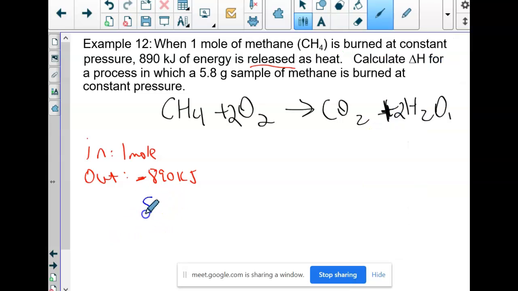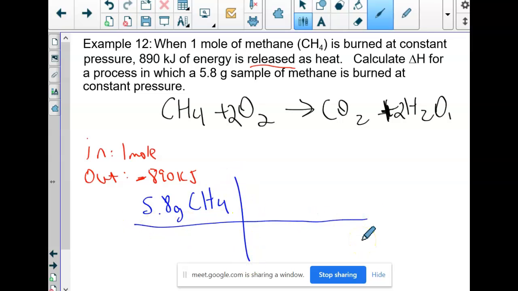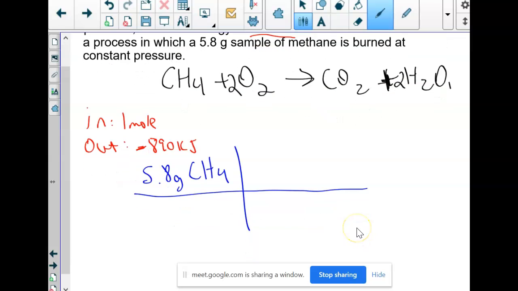So 5.8 grams of CH4, that's methane. Now, how do we get rid of grams of anything? Well, we use the periodic table number, right? So we're going to take the periodic table mass of methane, 1 carbon and 4 hydrogen, 16.05 grams of CH4. We know the periodic table number is always equal to 1 mole of CH4.